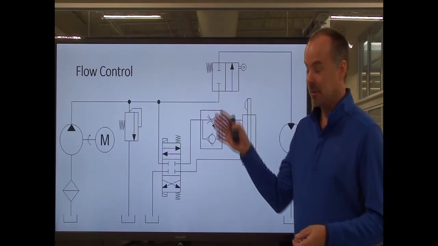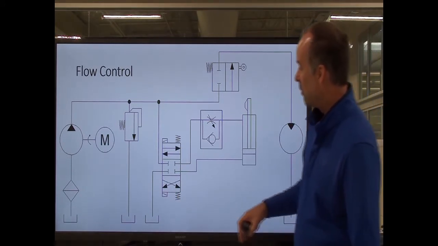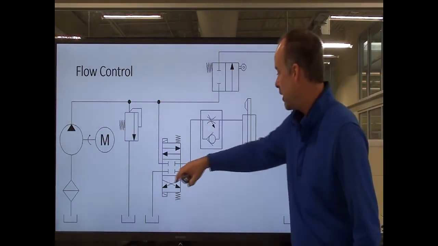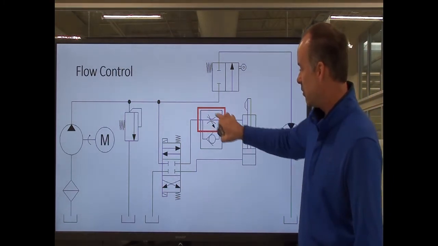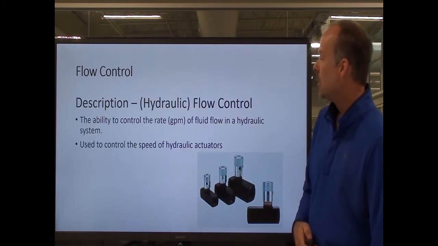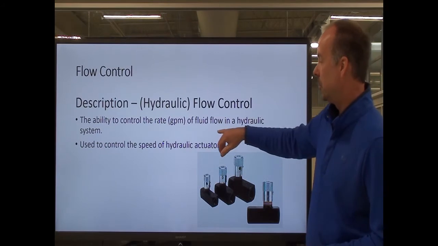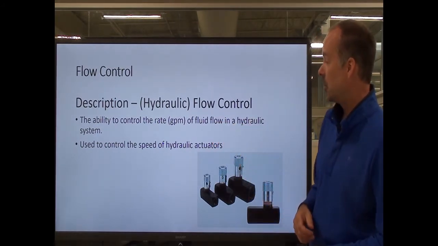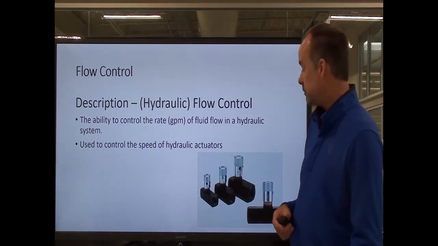So back to our presentation, our schematic. So far we've talked about our motors, pumps, directional control valves, check valves, and this presentation is going to be focused on flow control. So what is flow control and what's it do? Flow control is the ability to control the flow rate, or gallons per minute, of fluid flow in a hydraulic system. It's used to control the speed of actuators in the system.